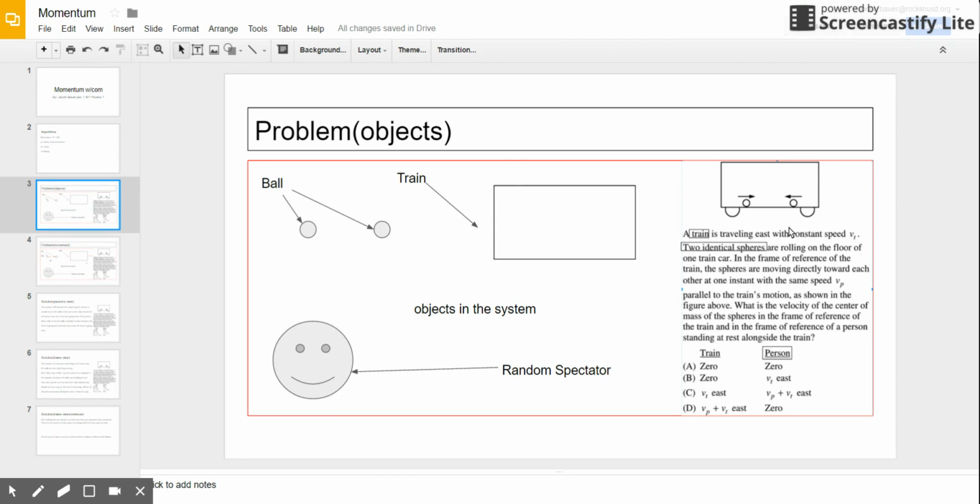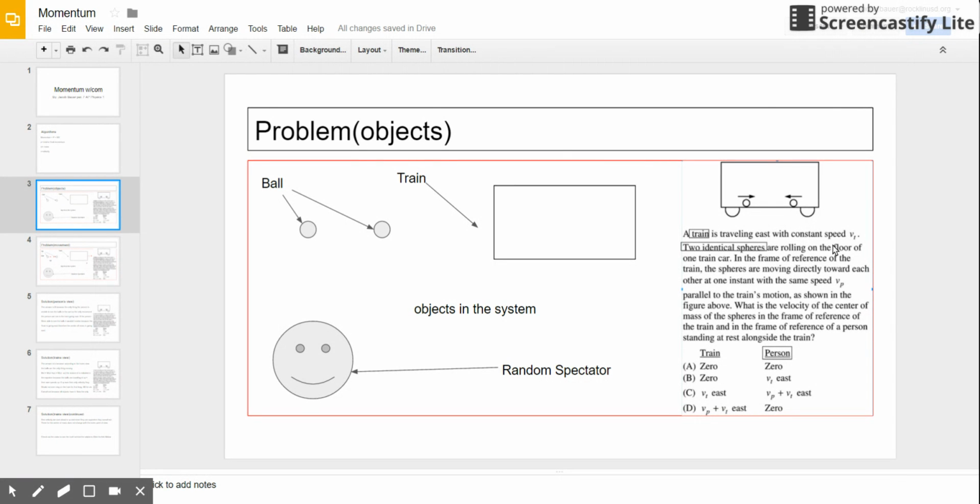A train is traveling east with a constant speed of vt. Two identical spheres are rolling on the floor of one train car in the frame of reference of the train. The spheres are moving directly towards each other at one instant with the same speed, parallel to the train's motion, as shown in the figure above. What is the velocity of the center of mass of the spheres in the frame of reference of the train, in the frame of reference of a person standing at rest alongside the train?